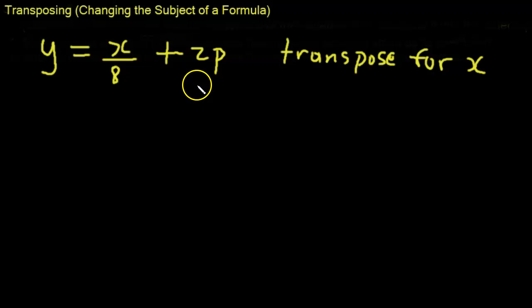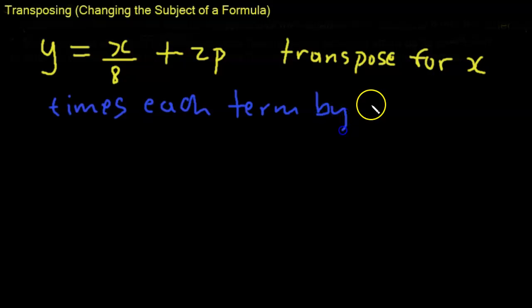So again, we have another problem. We're asked to transpose for x. Now here we have a denominator of 8, which we need to get rid of. So I want to multiply each term by 8. Let's put what we're doing here. So we times each term by 8. Alright, we're multiplying each side by 8.